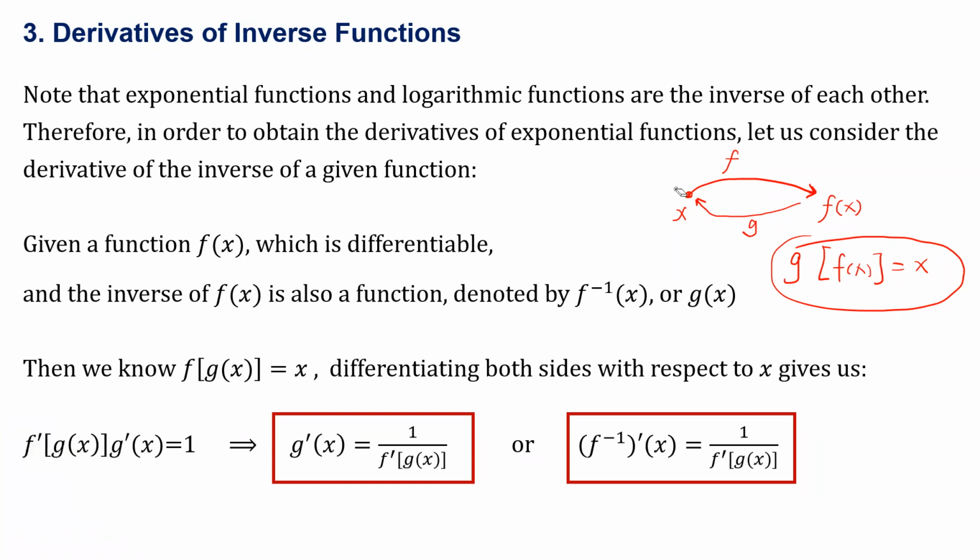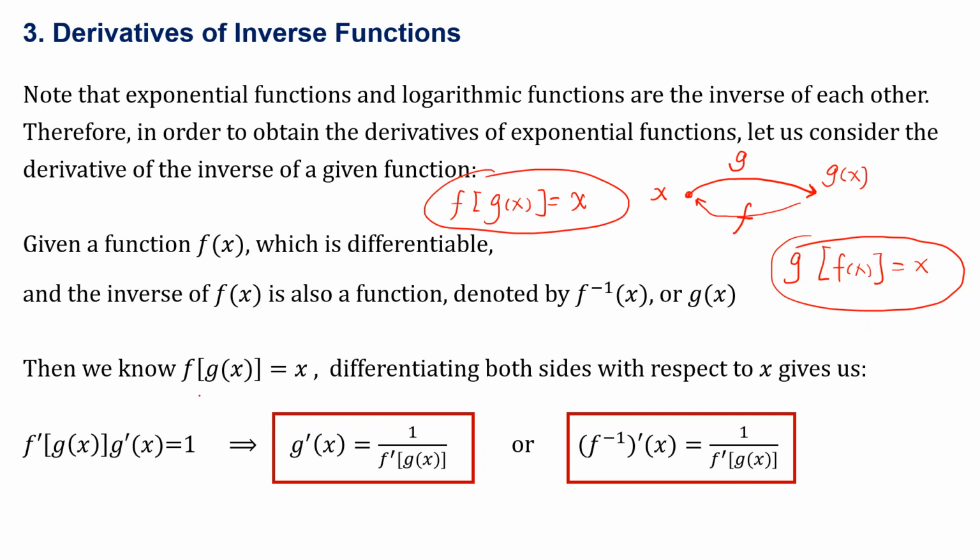Why is that? Because we can just change the letters. So for example, this is our x. This is the effect of g, right? g maps x to g(x). Therefore, f is the inverse effect, right? f can map g(x) back to x, right? Therefore, we have this relationship as well. So f of g of x equals x.